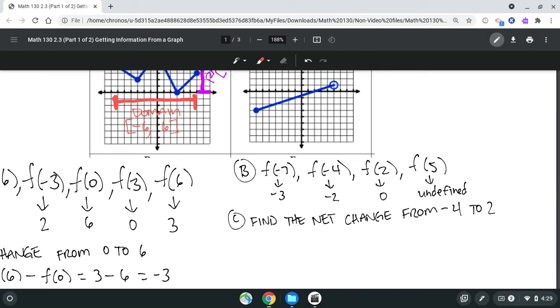Okay, so f of -4 and f of 2 are what we need. And we need to do f of 2 first. F of 2 minus f of -4. And that is going to be f of 2, we said, is 0, minus f of -4, which is -2, which is 2.